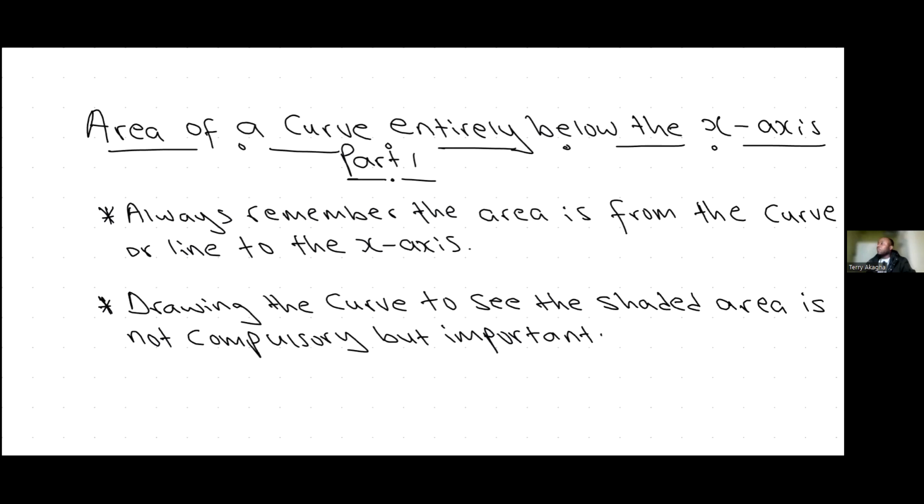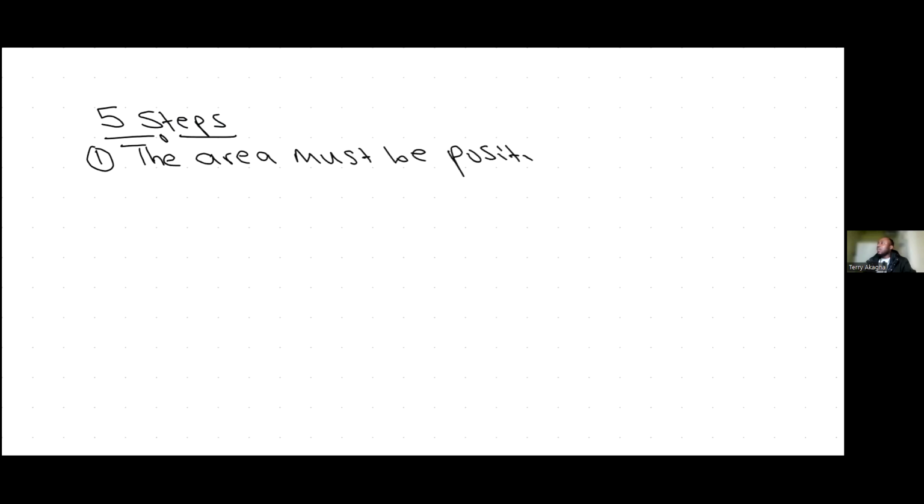I'm going to solve an example, but before I do that, let me write down the 5 steps to solving this, or the 5 rules, depending on how you want to call it. So the first thing is that the area must be positive, all right? Similar to what we talked about the last time. The area must be positive. And if negative, you have to ignore the negative sign.